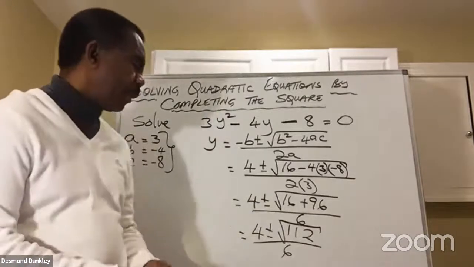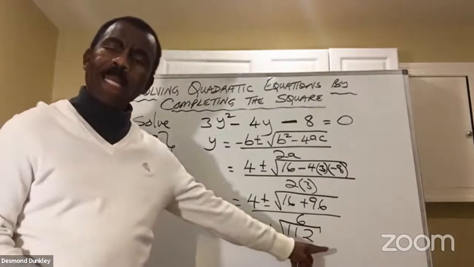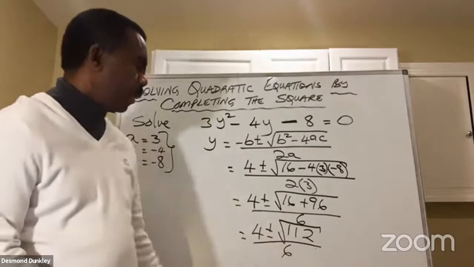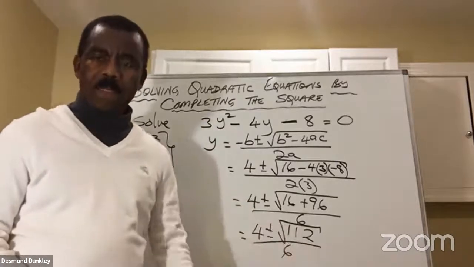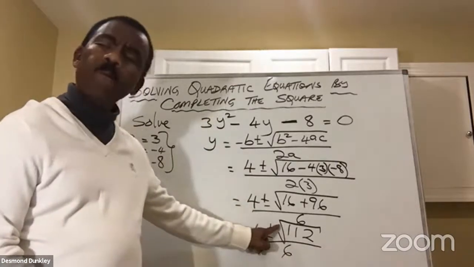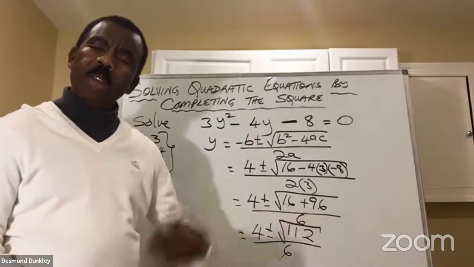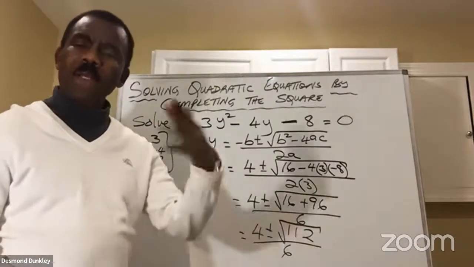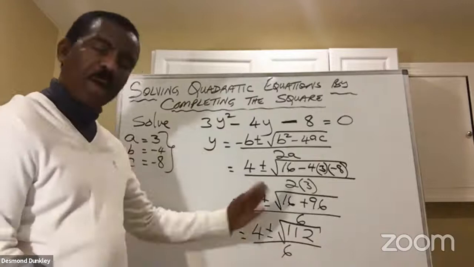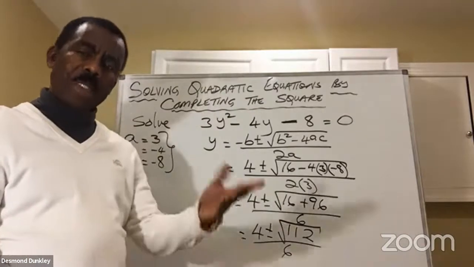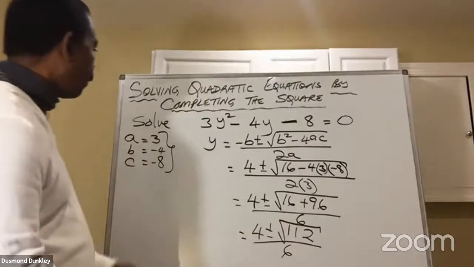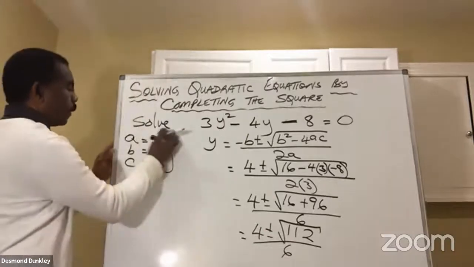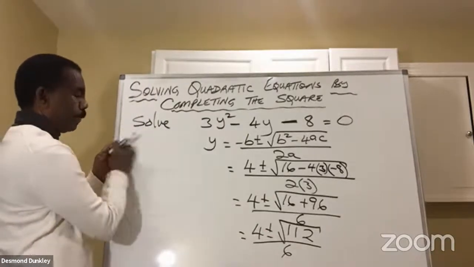Since I did not discuss with you how to reduce the radical as yet, we'll just leave our answer like that. Reducing the square root of 112 is a process, and we're not going to do that today. We haven't covered that yet. We'll cover that another time. So I'm going to put the answers right here.